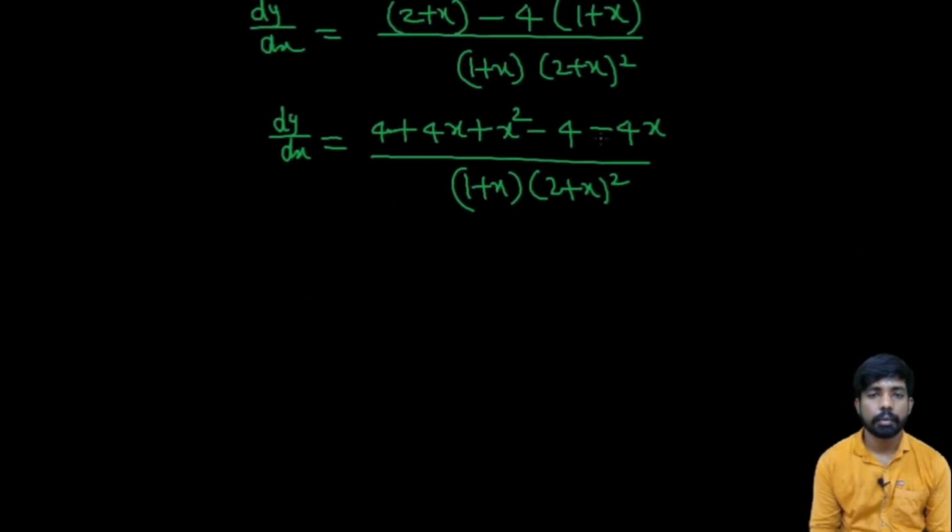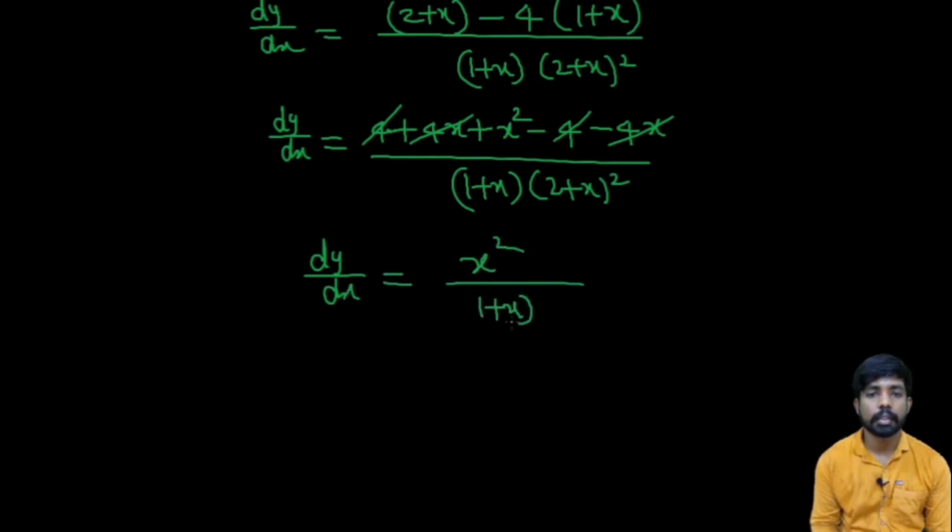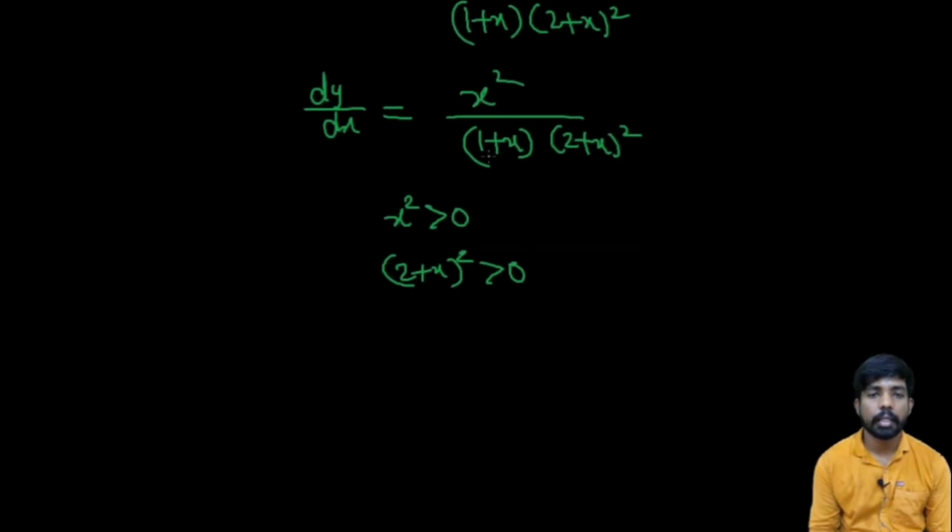So from here plus 4 minus 4 cancel, plus 4x minus 4x cancel, dy by dx is equals to x square by 1 plus x into 2 plus x whole square. So therefore here x square, if you substitute any values it will be greater than 0, right, and 2 plus x whole square is also greater than 0, and in order to make it an increasing function, slope is positive. In order to make it positive, definitely 1 plus x should be greater than 0, right?